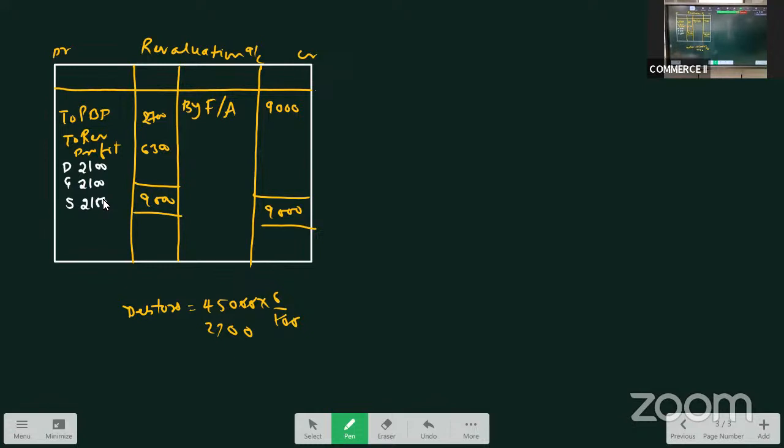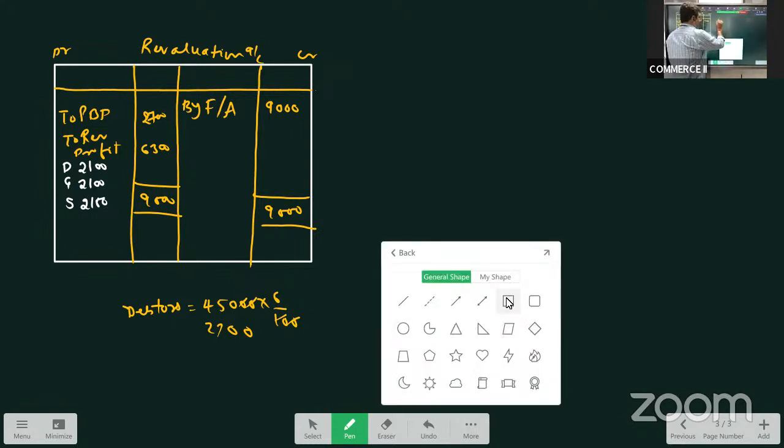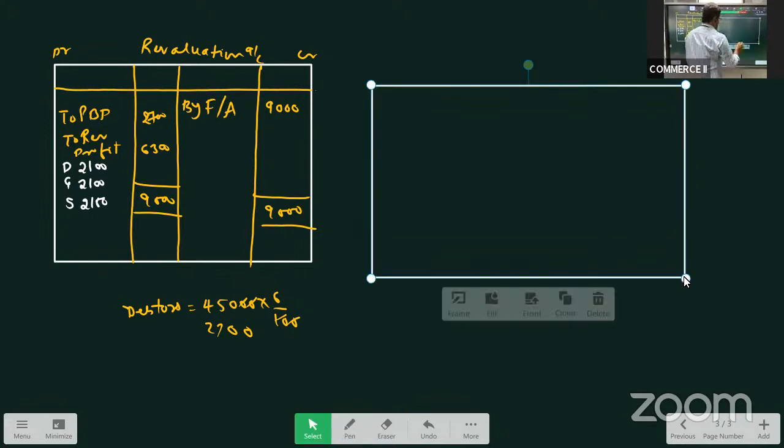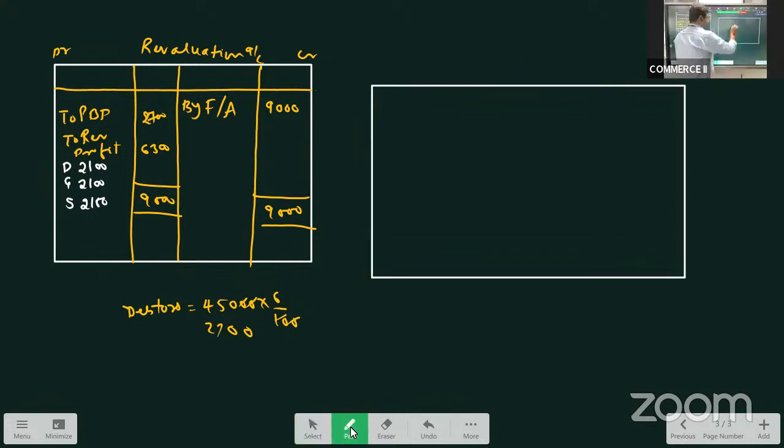If there is any treatment where cash is affected... no, there is no effect on the cash or bank balance. So let us not prepare cash book, cash account or bank account. Let us directly prepare goodwill account. Okay. What are we preparing? We are preparing goodwill account, and this is the method where goodwill is raised and written off.